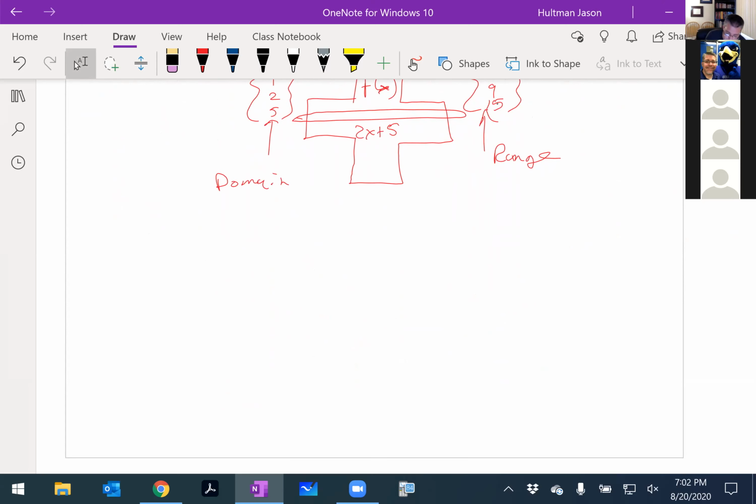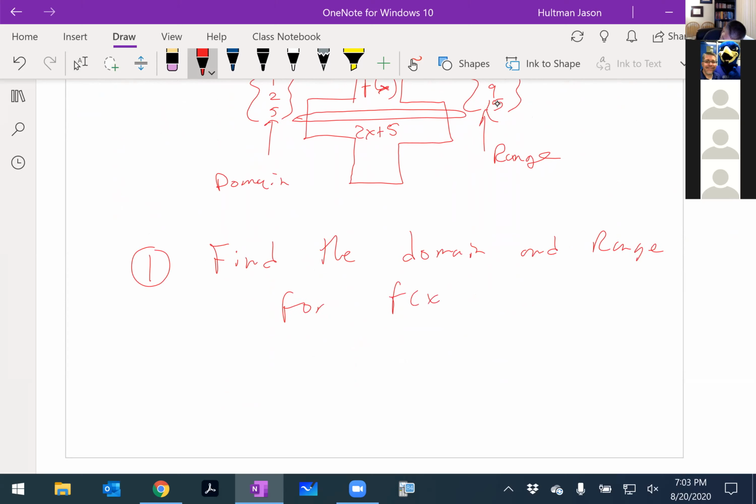Okay, number 1. Find the domain and range of the following function: f of x equals the absolute value of x. Interesting. Okay, what can my x's be? Are there any restrictions on what x can be here?